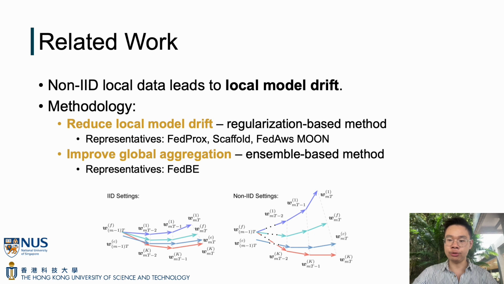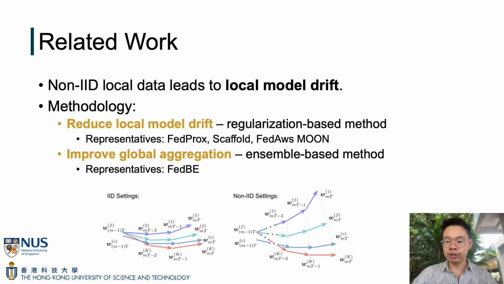Actually, the key challenge for non-IID federated learning is local model drift. Such a problem makes the local model drift away from the global model as training steps go by. There are two types of related work for mitigating this problem. The first type is about using global models or local models from previous rounds to regularize local models, such as FedProx and SCAFFOLD and so on. The second type of approach focuses on improving the global model aggregation, which we call the ensemble-based method.